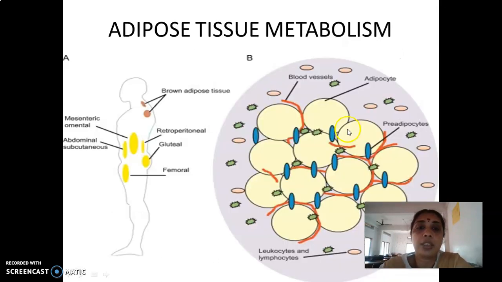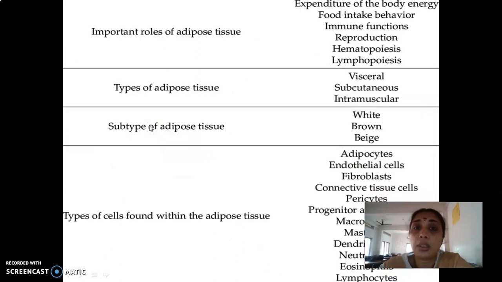You have seen, ഞാൻ പറഞ്ഞില്ലേ, the pale color ആണ്. So this is white adipose tissue, and apart from that there is another type of tissue which is known as brown adipose tissue. Then there is a third type, beige. Brown and beige are almost the same, right? So there are 2 subtypes of adipose tissue: white adipose tissue and brown, right?